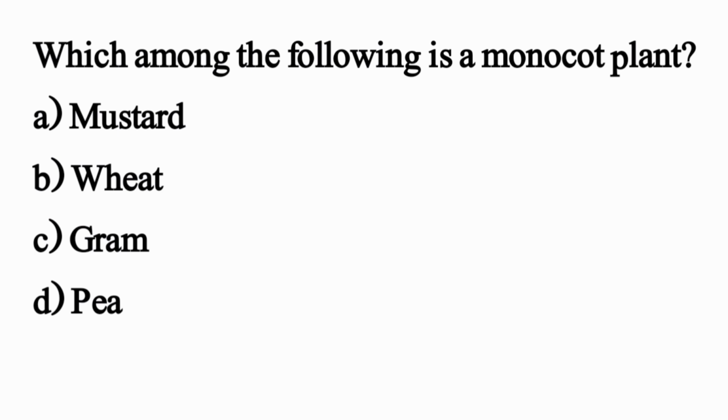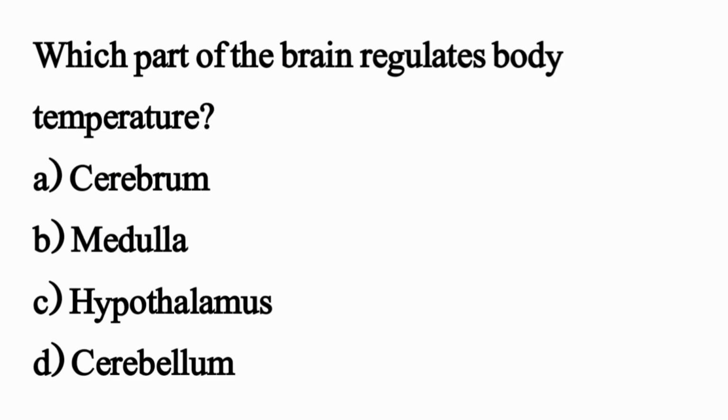Which among the following is a monocot plant? The right option is option B, wheat. Which part of the brain regulates body temperature? The right option is option C, hypothalamus.